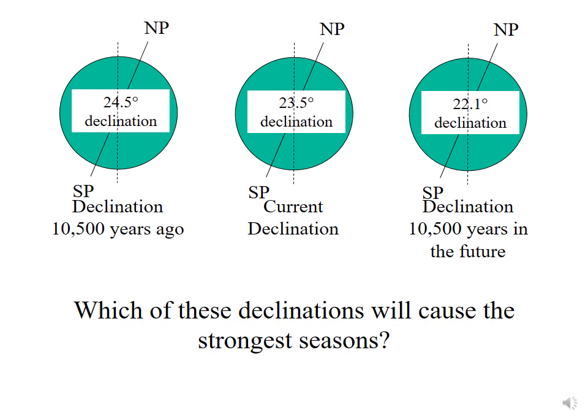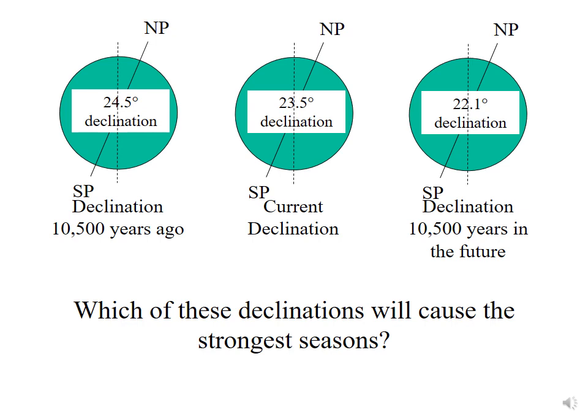This is about a 42,000 year period where we go from a larger tilt to a smaller tilt. And as I mentioned earlier, this wobble in the tilt is a result of the collision that happened between Earth and a Mars-sized planetoid body back during the formation of the solar system. So the question that I have is, which of these declinations will cause the strongest seasons?